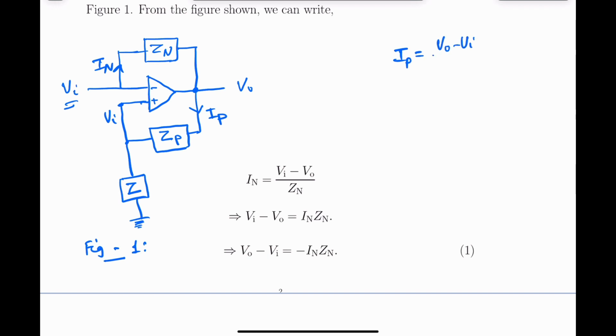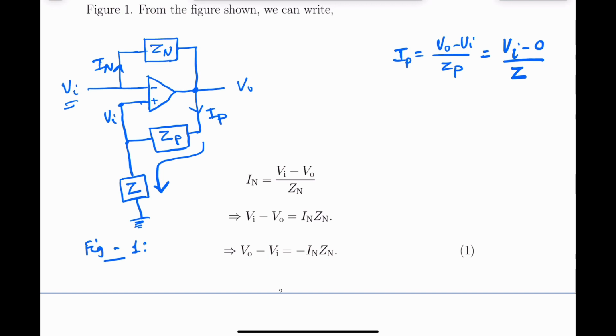minus Vi upon Zp. Now since the input impedance of an operational amplifier is very high, theoretically infinite, no current will flow into the non-inverting input. So the entire current Ip that flows through Zp also flows through Z. Therefore, we can also write Ip as Vi minus 0 upon Z.